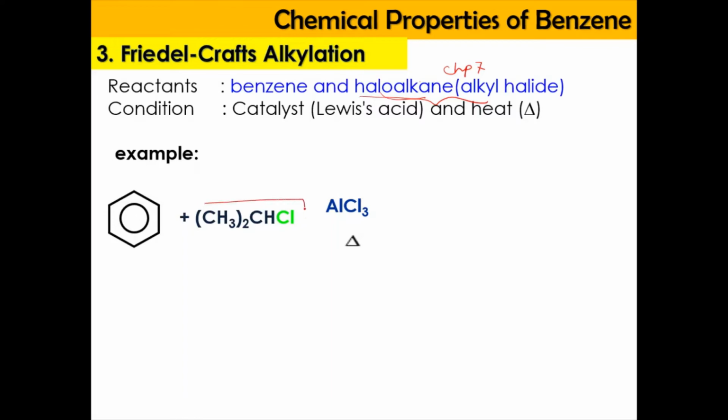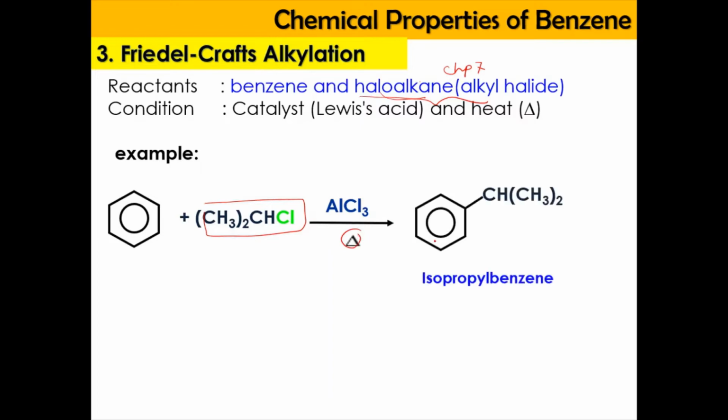Here is an example of the haloalkane, with the presence of the Lewis acid and heat, in order to produce isopropyl benzene. If you were to expand this structure, you will basically get CHCl, and then CH3, and then CH3 here. So what you're going to do is substitute your H, and the Cl is going to be the leaving group, and the carbon-carbon single bond is going to be formed here, which is CH, CH3, and also CH3 here. And this is known as the isopropyl.